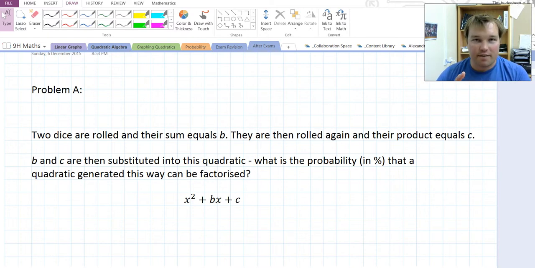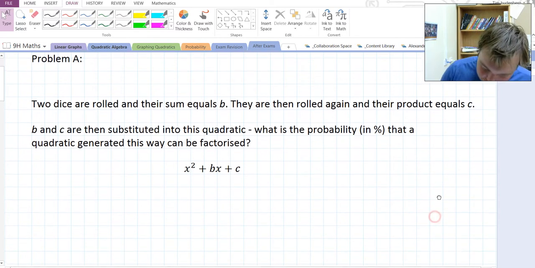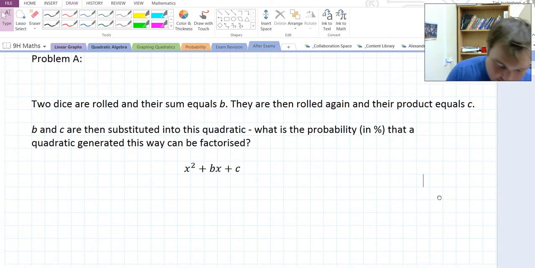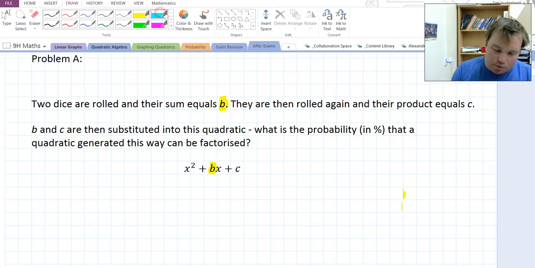For today's lesson, however, you're going to do a couple of interesting problems, and then you do a booklet on counting. First problem to have a shot at is to do with quadratics, and it's a little bit dicey. Essentially, you get two dice, and you roll them together, and the sum of the faces shown is B. That gets substituted into the quadratic here. You then roll the two dice again. Their product is C.